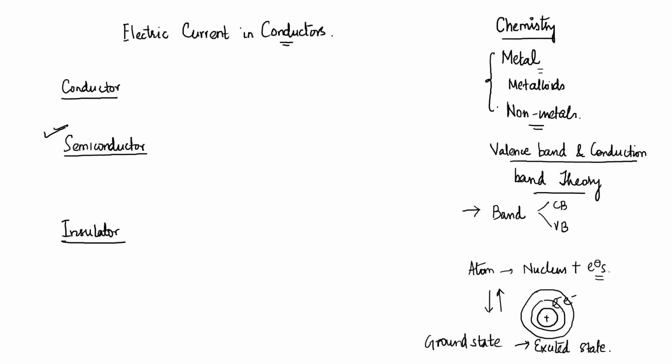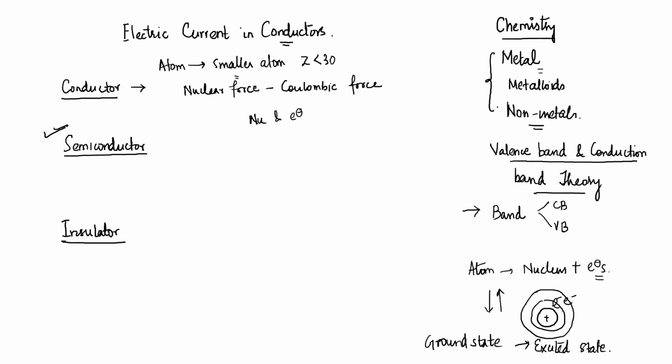So one more thing is that when we are talking about smaller atoms, when the atomic number is less than 30, the atom is said to be small, and in this case the nuclear force, specifically the Coulombic force, between the nucleus and electrons is high.